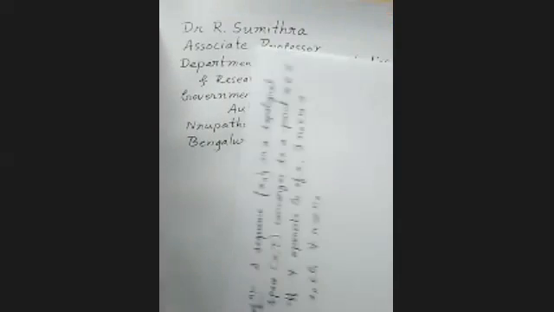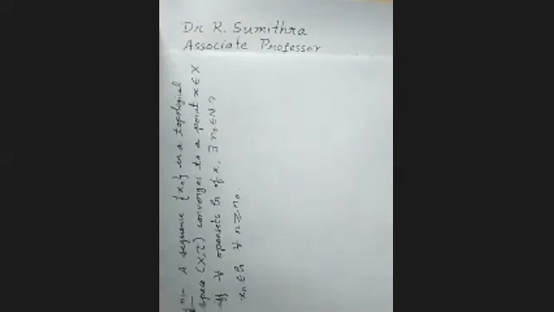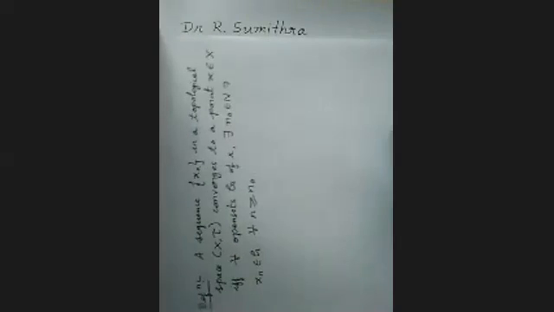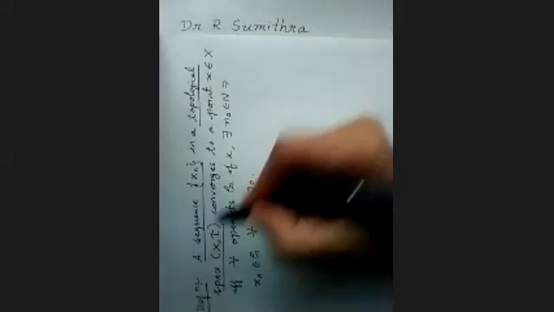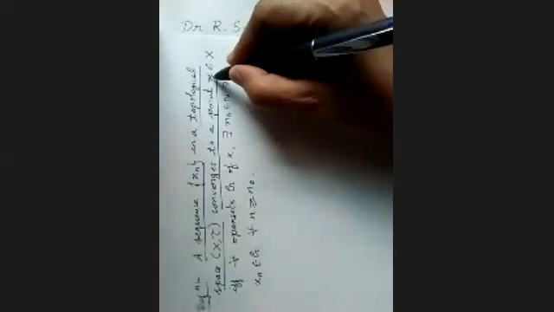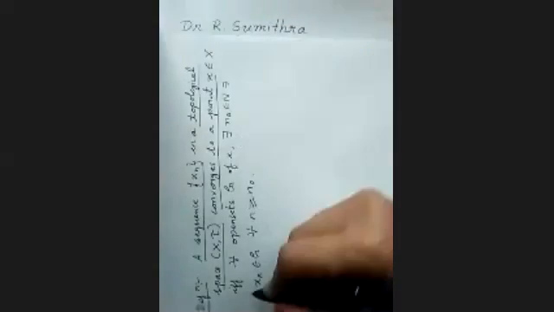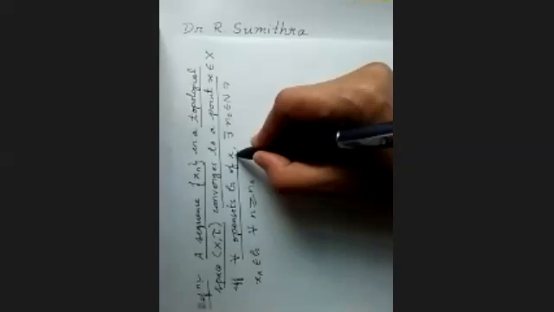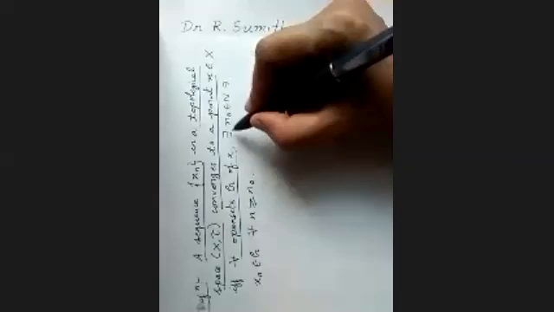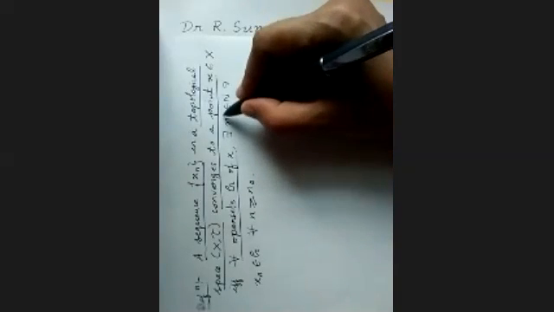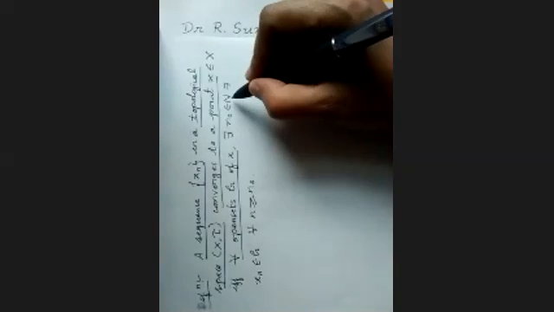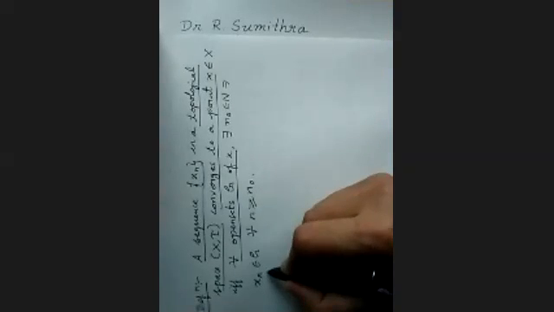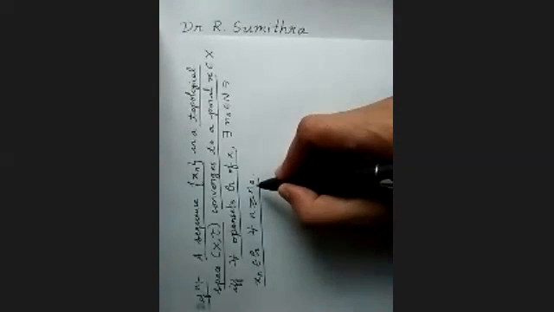Now we shall take up one more definition and then a theorem. What is the definition? Let us look at the definition. A sequence x_n in a topological space (X, tau) converges to a point x of X if and only if for all open sets G of x, there exists some n naught, a natural number belonging to N, such that x_n belongs to G for all n greater than or equal to n naught.